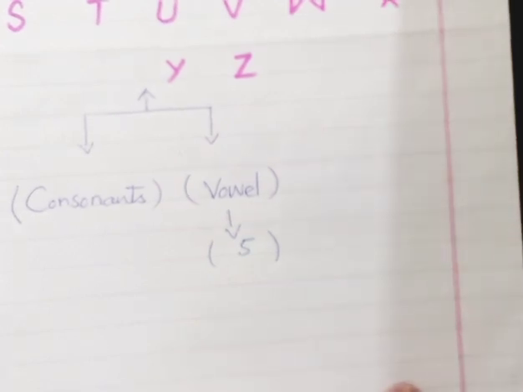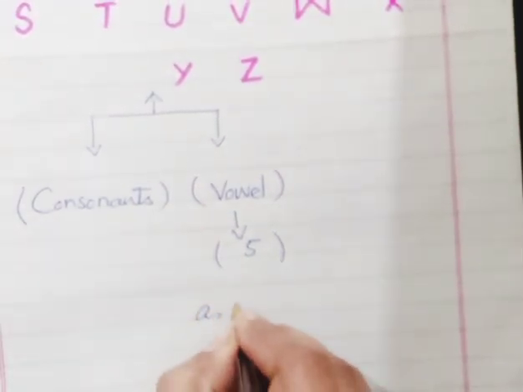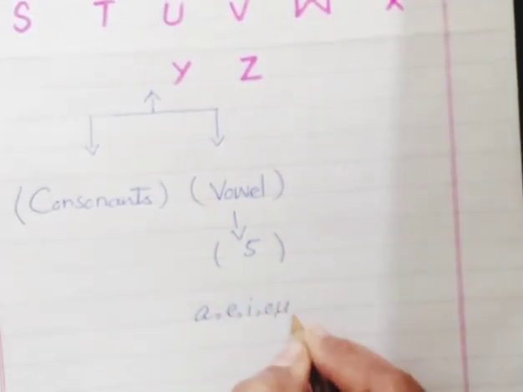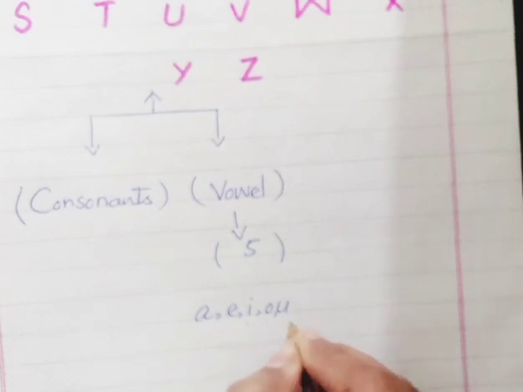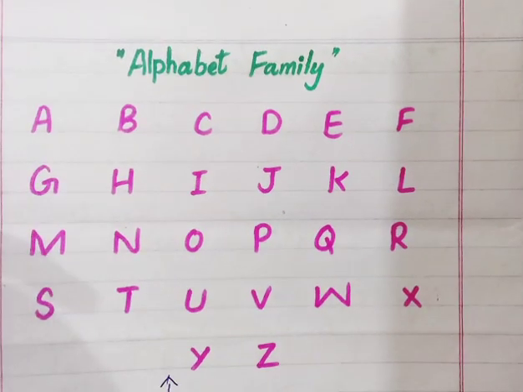Now, vowels are a total of 5 in number. That is A, E, I, O, U. These are vowel letters and the remaining are our consonants.